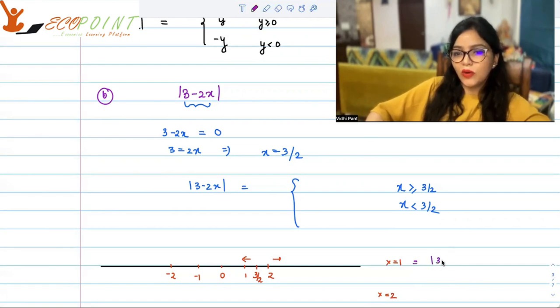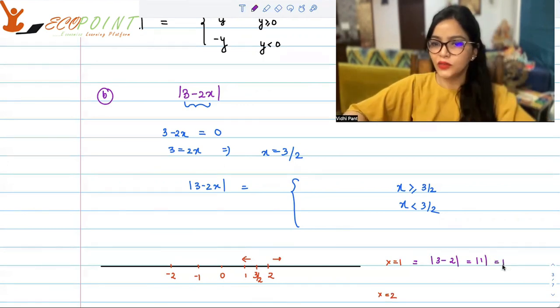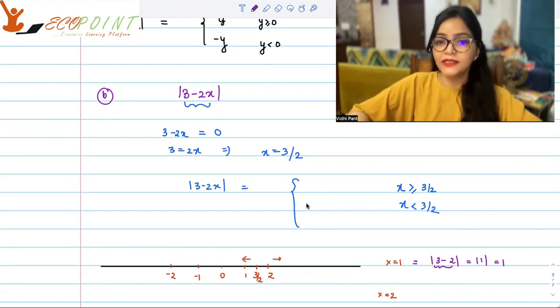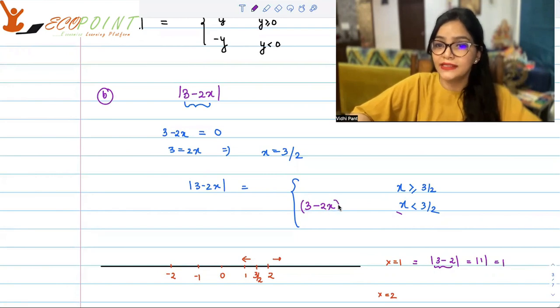Let's concentrate on mod 3 minus 2x. That will just give me 3 minus 2. 3 minus 2 is 1. Modulus of 1 is just 1 itself. What has happened here is that I have not made any changes, and exactly whatever was the expression that was inside comes out. That means 3 minus 2x has come out as it is when x is less than 3 by 2. Yes, be careful with it.